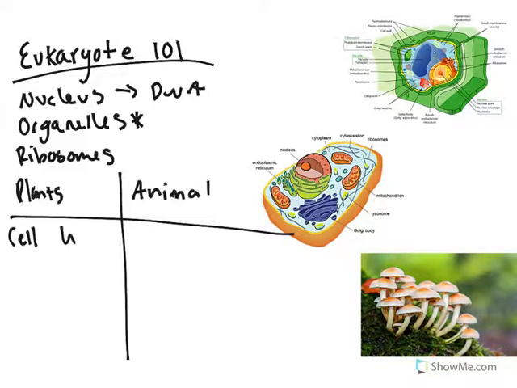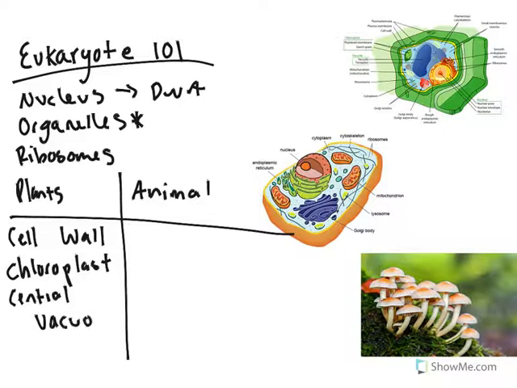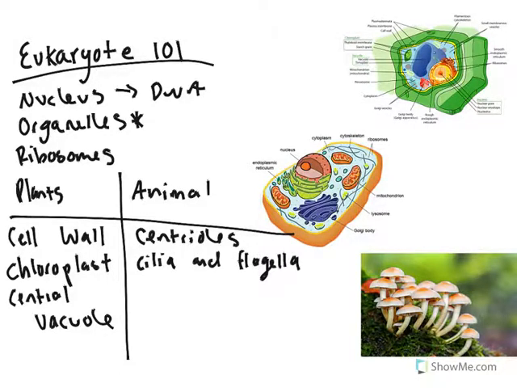Plants have a cell wall, which is actually similar to prokaryotes in that regard. Animal cells do not. Plants have chloroplasts and a big old central vacuole where they're going to swell up with water, keep the whole thing hydrated. Animal cells are going to have these things called centrioles, which are used in dividing. Animal cells are also going to have cilia and flagella, which we can use to move about.